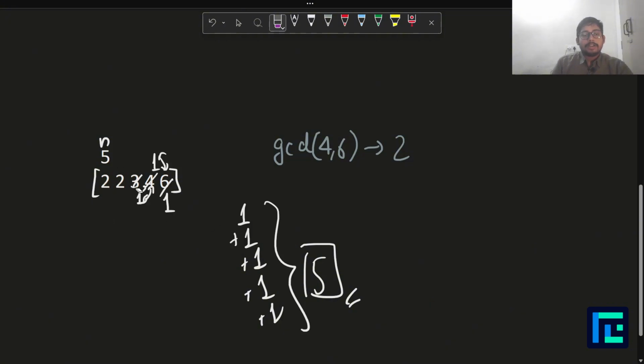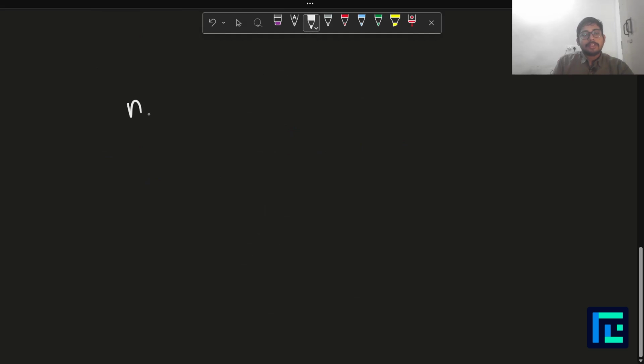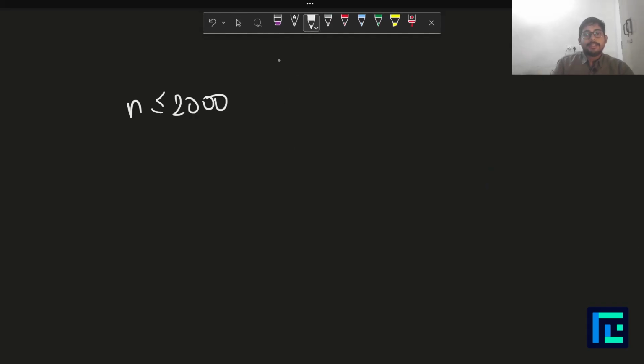I hope the problem statement is clear. Now let's try to find a solution. Before looking at the solution, let's look at the constraints of the problem. n is given up till 2000, and the values of a_i can vary up till 10^9.